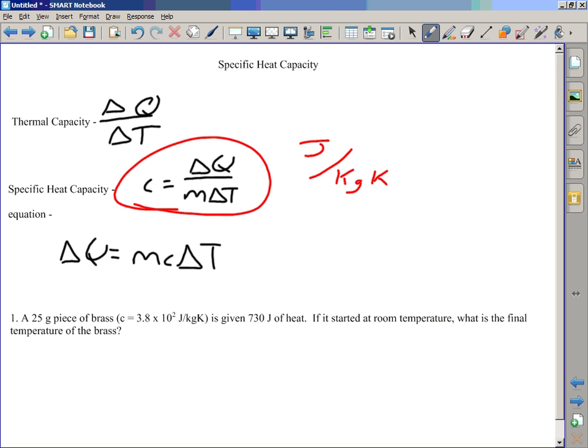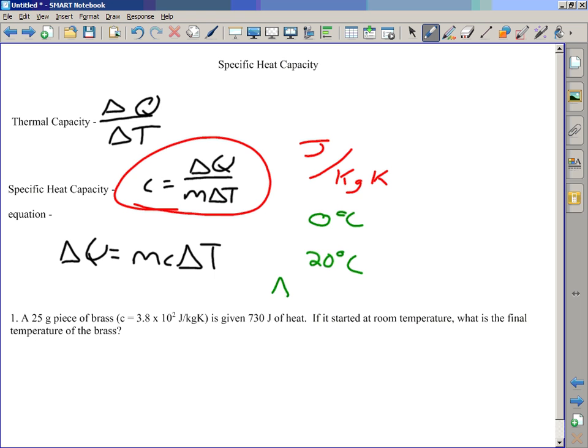Now, you do have an advantage here. It's delta T, measured in change in Kelvin. But change in Kelvin is the same thing as change in degrees Celsius. Let me show you what I mean. I'm going to heat something up from 0 degrees Celsius to 20 degrees Celsius.